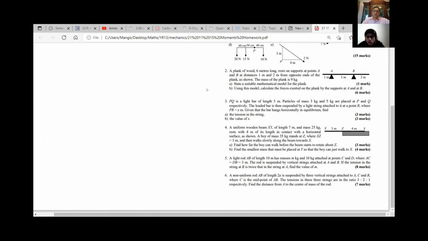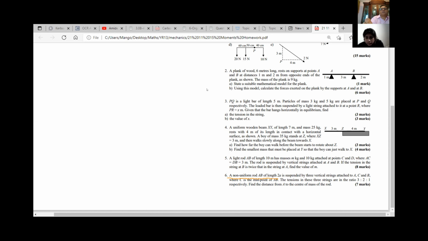Question 6. A non-uniform rod AB of length 2a is suspended by 3 vertical strings attached to A, C, and B, where C is the midpoint of AB. The tension in these 3 strings are in the ratio of 3 to 1, respectively. Find the distance from A to the center of mass of the rod. Non-uniform means you can't put the mass in the center.